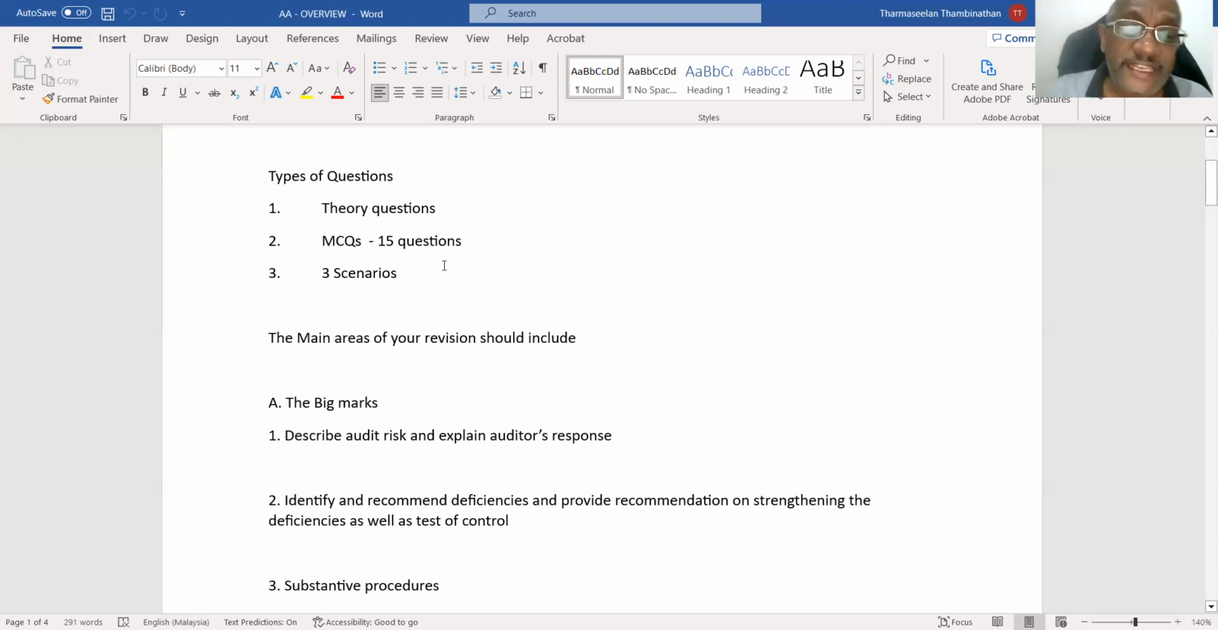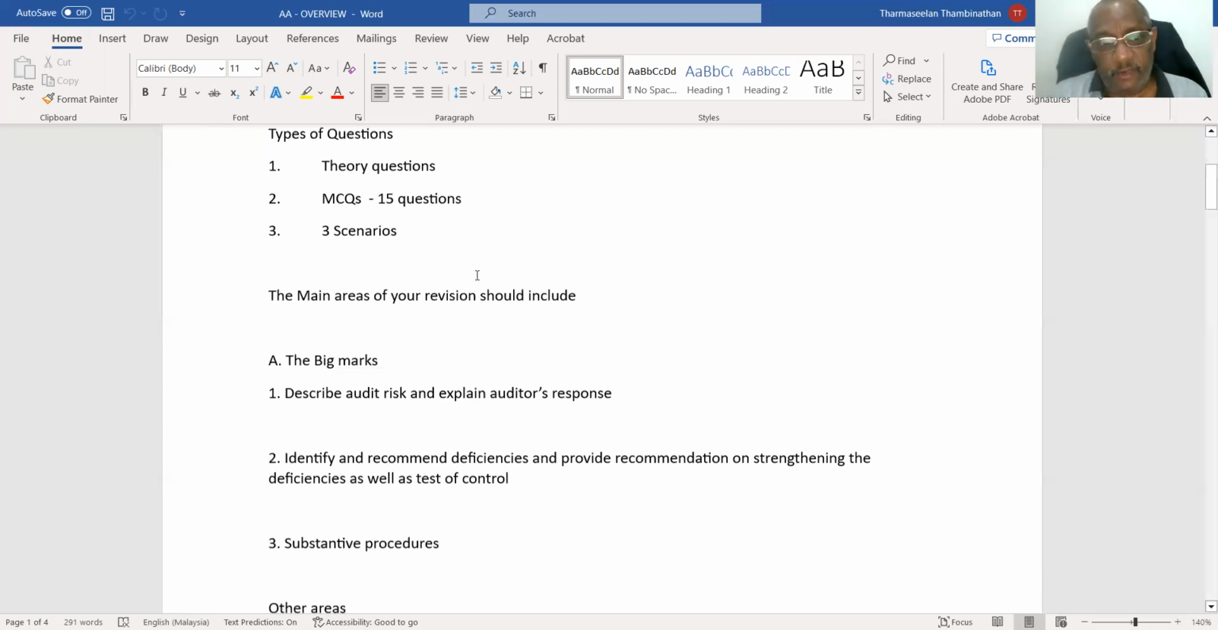And then you get three scenario type questions, which is where you get the big marks. Now, not all that easy on grounds that it's definitely going to be highly practical. Your ACCA examiner is, as I mentioned a little while ago, highly practical.